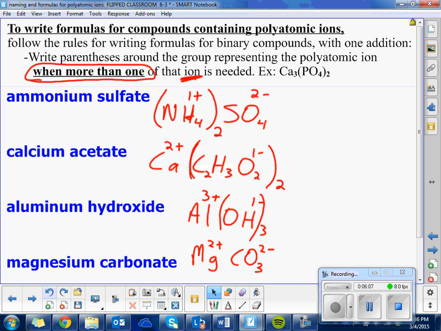So tomorrow in class, we're going to take a look at a couple of more difficult examples. And that is when we are using transition elements, which can have more than 1 oxidation number.